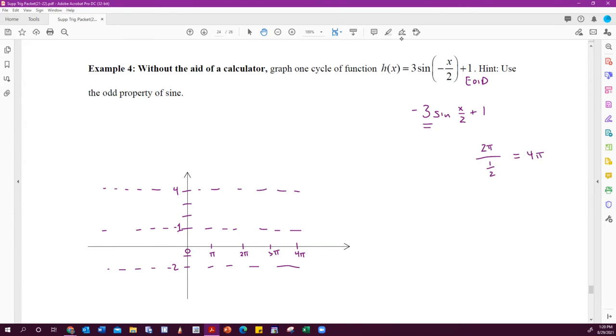And finally, I'm just going to graph it. So remember, the sine function parent looks like this. So I'm going to start in the middle. And then I'm going to go to the bottom, because it's a negative sign. Middle, top, middle.